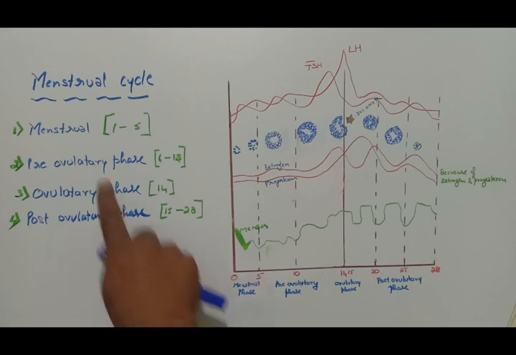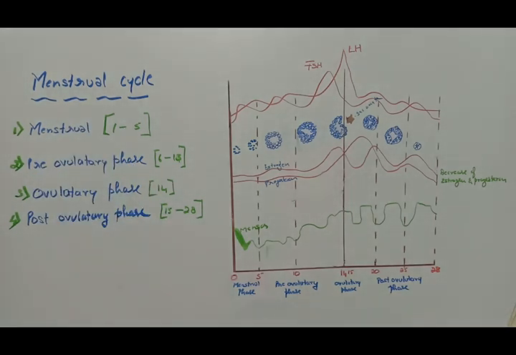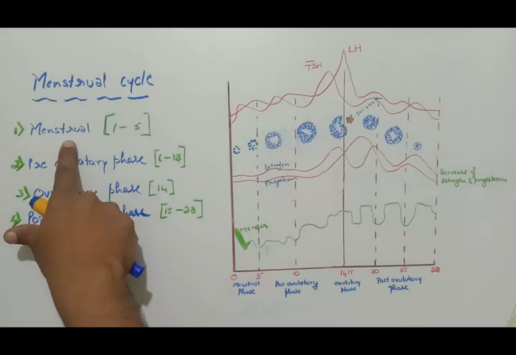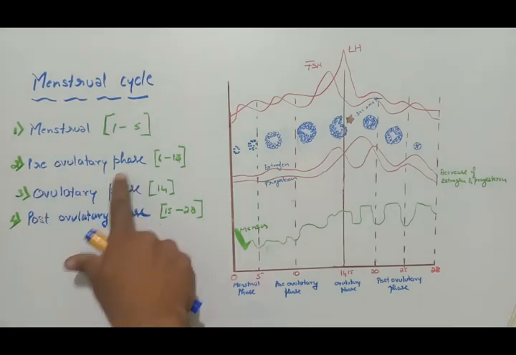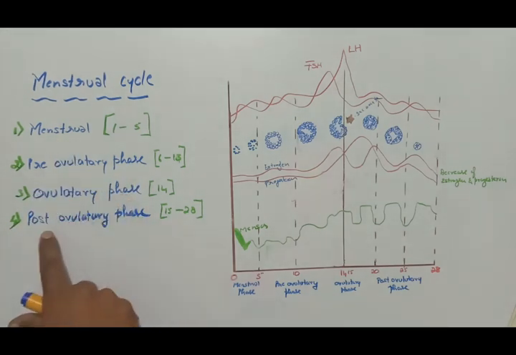What is the main important feature of this menstrual cycle? There are two main important features you can observe. The first one is the monthly flow and the second one is the release of the egg from the ovary. The menstrual cycle has 4 phases. The first is the menstrual phase, the second is the pre-ovulatory phase, then the ovulatory phase, and then the post-ovulatory phase. Let's see one by one.